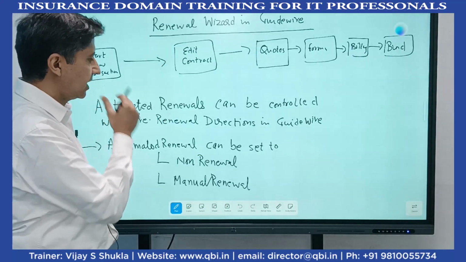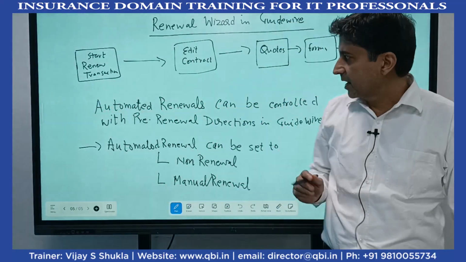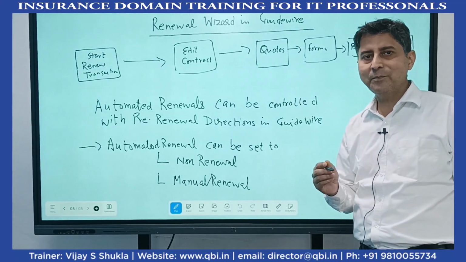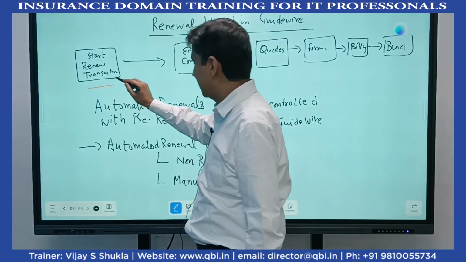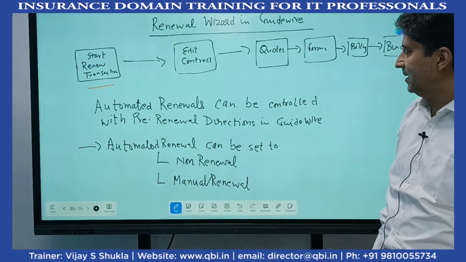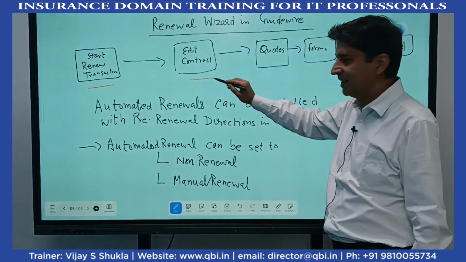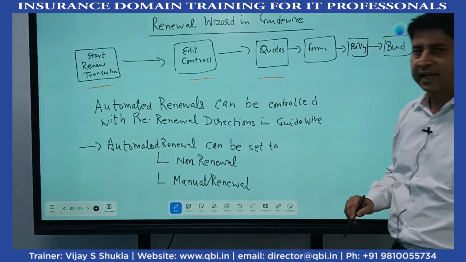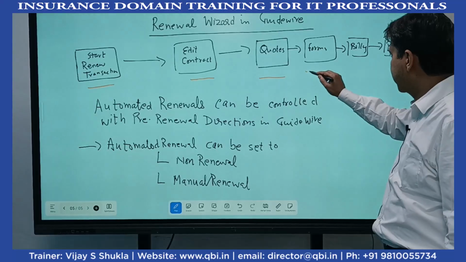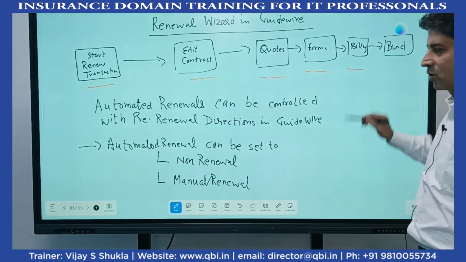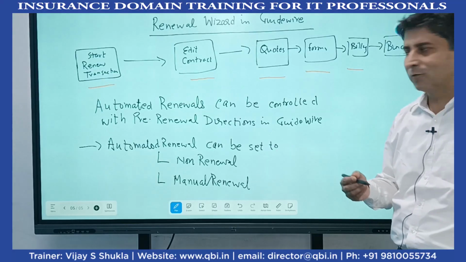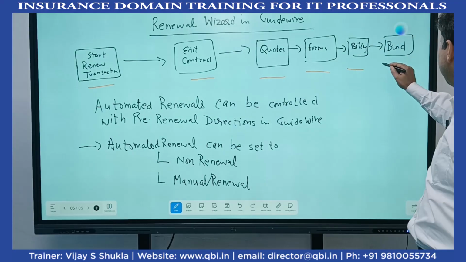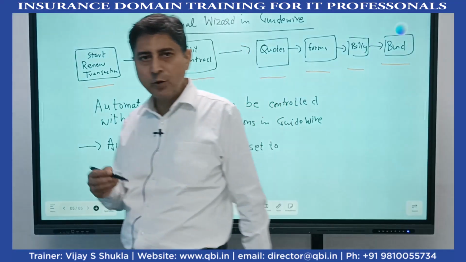Moving ahead. Now let us see how this renewal is taken up in the renewal wizard in Guidewire when the renewal is being taken up in a manual manner. So an expert will start the renew transaction for the policy. The existing policy contract will be edited for new covers, for new conditions. There will be a quote. This quote has to be acceptable to the client. There are associated policy forms. This quote forms part of the billing. As these billings are done and invoices are generated, and as these premiums are paid by the insured, the policy is in the bind state and the renewal is complete.